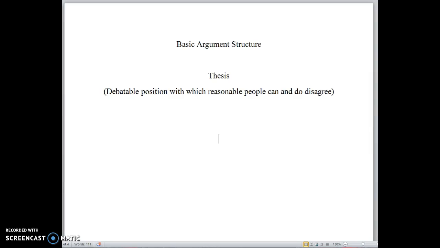Hello, today we're going to be talking about the basic structure of an argument. We're going to be writing our argument essay in this unit, so we need to just talk about some background basics to get started. Now, the first thing you're going to have to start a good argument is a thesis.